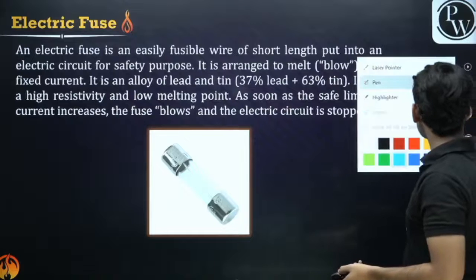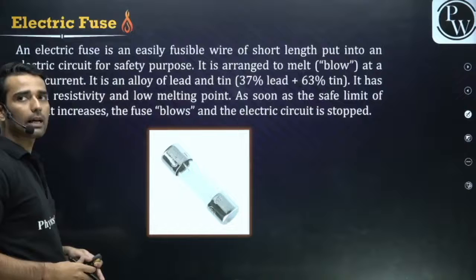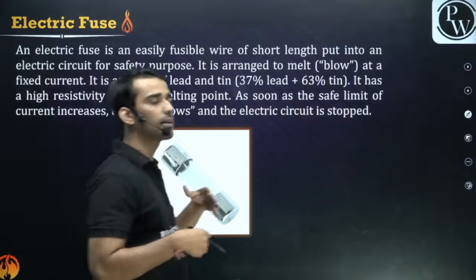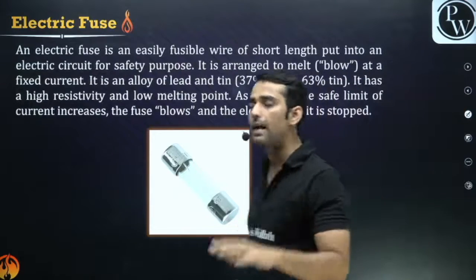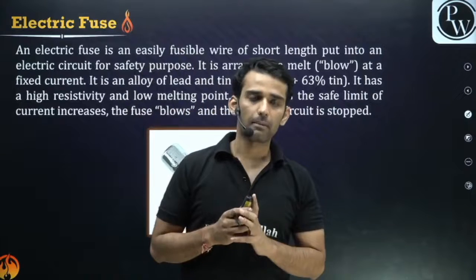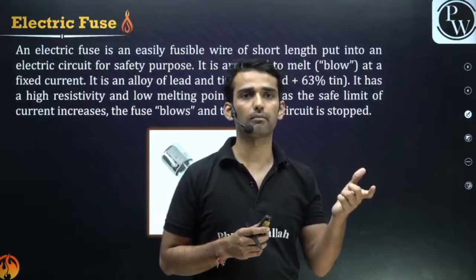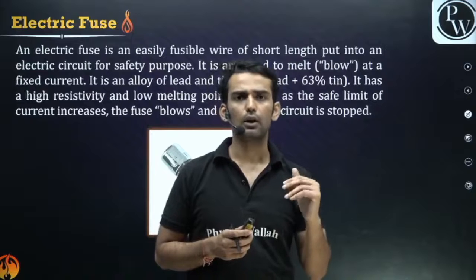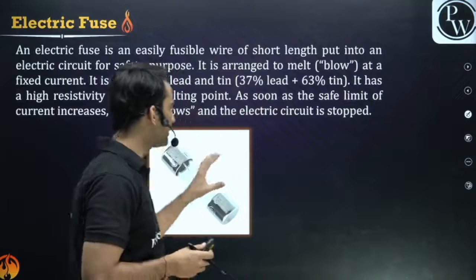Now electric fuse, guys. What is electric fuse? See, basically most of the time what happens is, if the current suddenly becomes too high, our appliance can get damaged, obviously, because every appliance has a current limit. If an appliance has a current limit of 10 ampere, but if you supply it 12 ampere, it will be damaged. If you supply it 15 ampere, it will be damaged. So to avoid this damage, we use an element known as fuse.